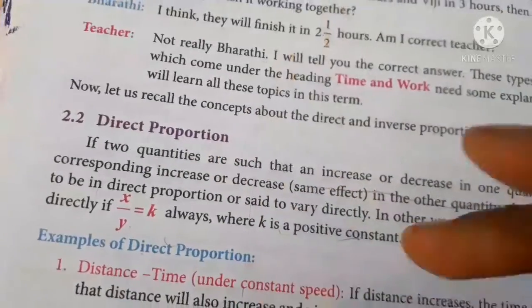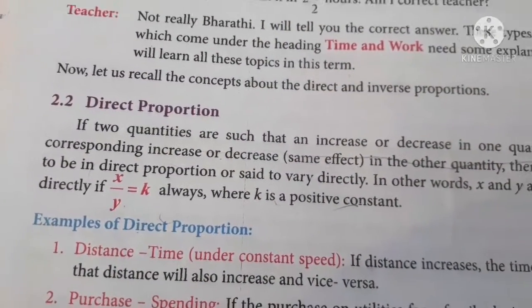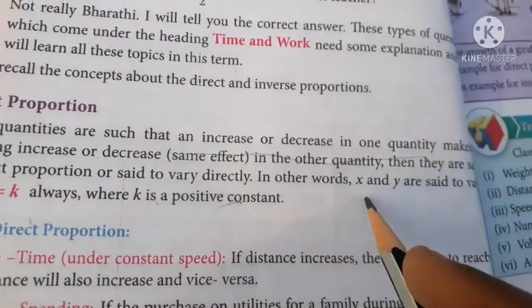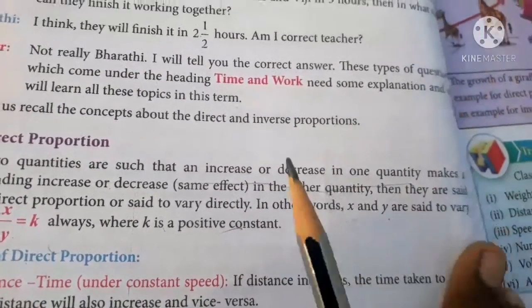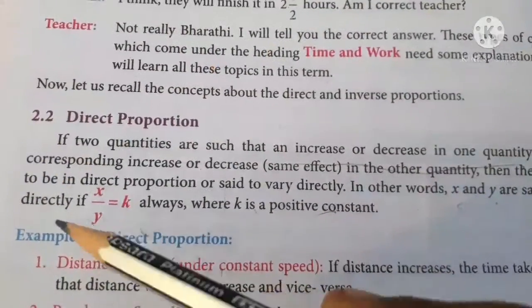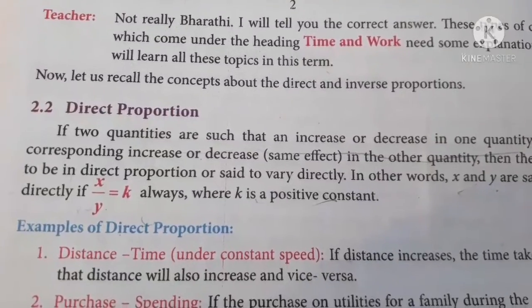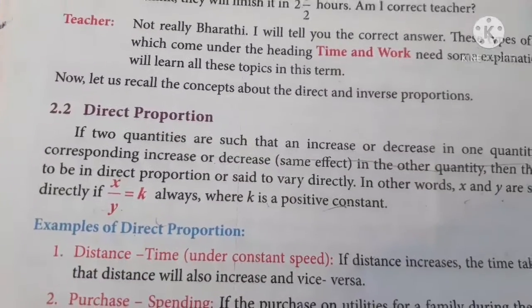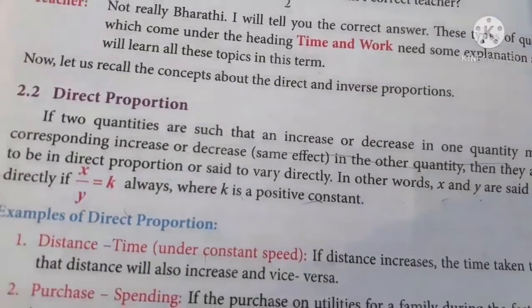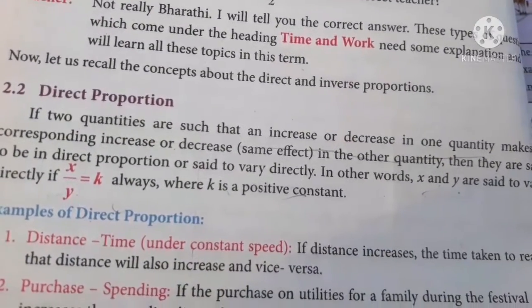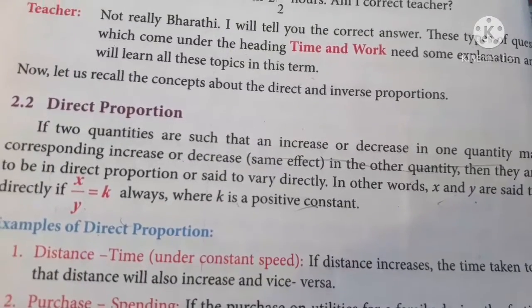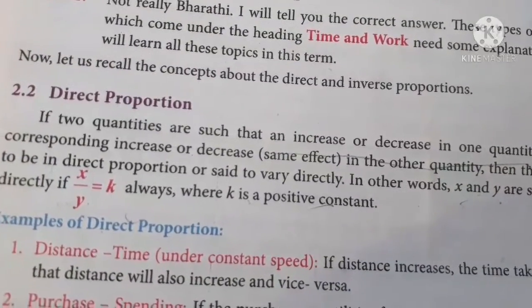Vary directly means, varying means difference. If they have difference, they can have direct proportion. In other words, x and y are said to vary directly if x by y equals k, always, where k is a positive constant. Always k should be positive. In higher classes you can have negative numbers, but for your class it is positive. Just fix it in your mind, x by y is always positive.